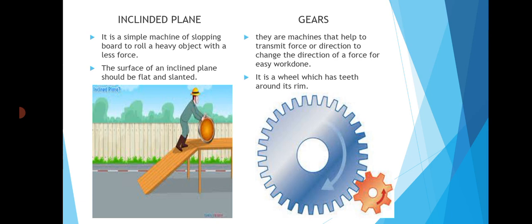It is a wheel which has teeth around its rim, so you could see it. And also there is an arrow indicating the direction of this gear, which will help to change the direction. When we check the smaller one too, talking about the picture, you realize that the direction is also different as well. So let's take note of it.